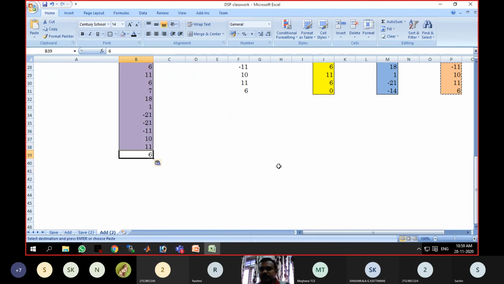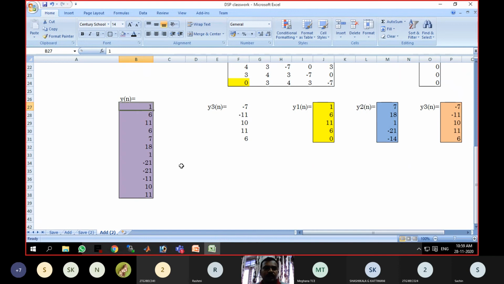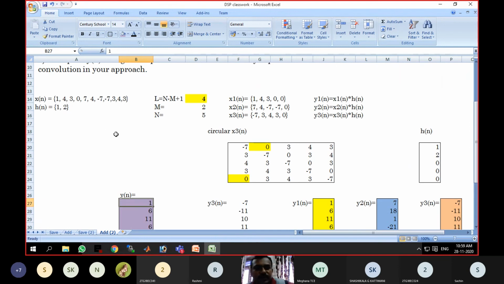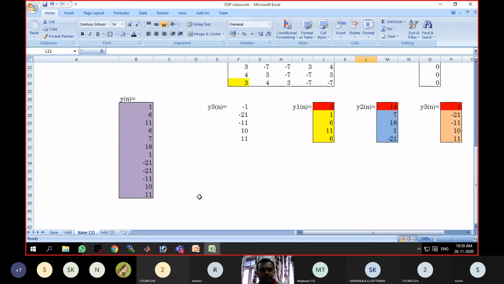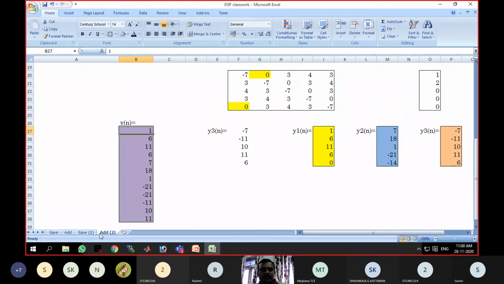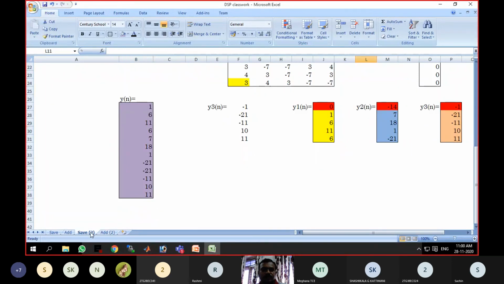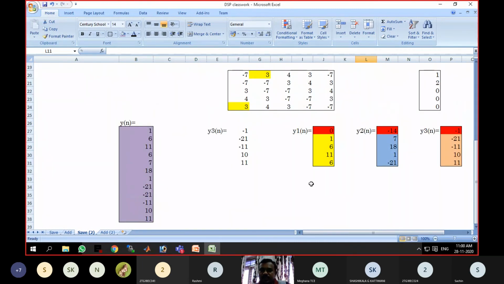So you can neglect the last m minus 1 points because it is circular convolution. The size of y must match the size of x of n. So this is the answer we got: 1, 6, 11, 6, 7, 18, 1, minus 21, minus 21, minus 11, 10 and 11. So this is the comparison. You can use any method, but the answer remains the same. So the calculation must be perfect.